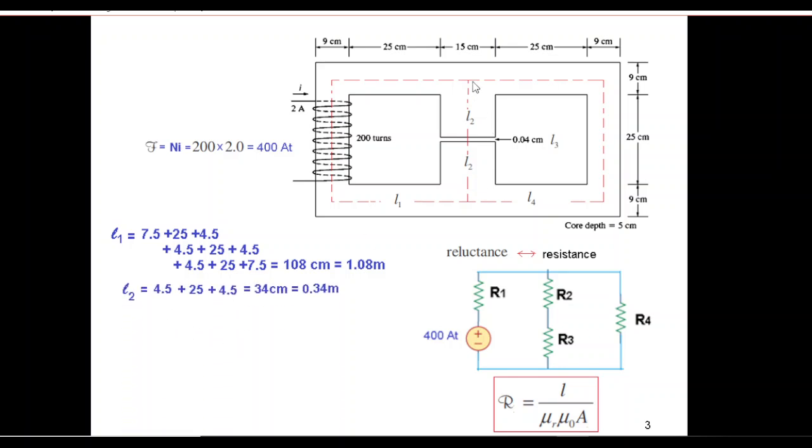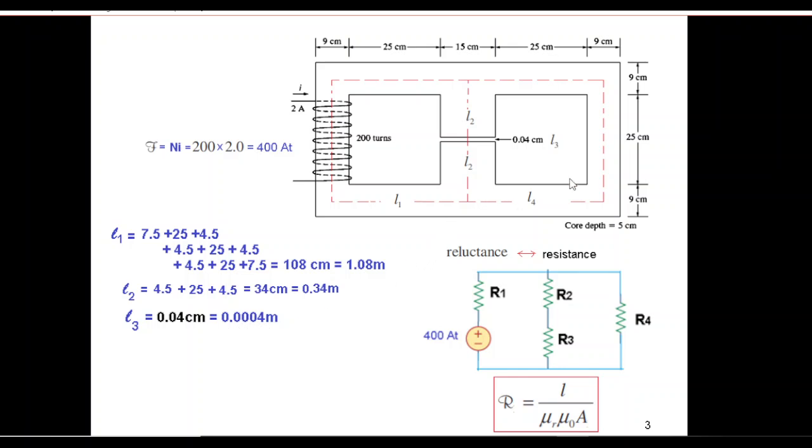Now L2, you can see this portion is half of 9. So 4.5, then this is 25, and then half of 9. So 4.5, 25, 4.5, it's 34. This length is very, very negligible. So technically we should have subtracted this length, but there's no point subtracting this very small length. So we'll just keep it as it is. So L2 is 34 centimeter, which is equal to 0.34 meter. Now we come to this L3. Now this is given. So L3 is 0.4 centimeter, which is converted into meter, becomes 0.004 meter.